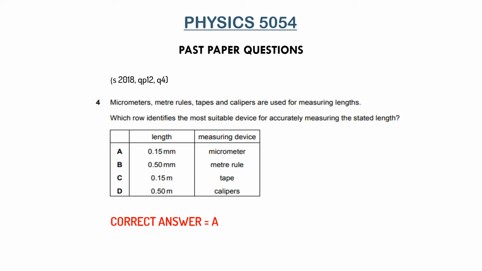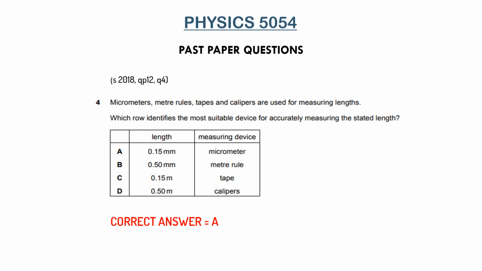Our second option is 0.50 millimeter, and the device we are using to measure it is a meter rule. Now we know that a meter rule has a least count of 1 centimeter. What this means is that any length below 1 centimeter, it cannot measure. And as we know, 0.50 millimeter is less than a centimeter, so a meter rule cannot be used to measure 0.50 millimeters. Now the third option is 0.15 meter, and the measuring device we are using is a tape.